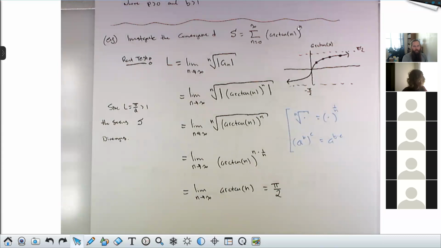If I made this a negative n, the exponent here, then this limit would come out to 2 over pi, and the series would converge. Well, there's lots of little ways you could modify this series into a convergent one. But as is, the series diverges by the root test. Questions on this problem?